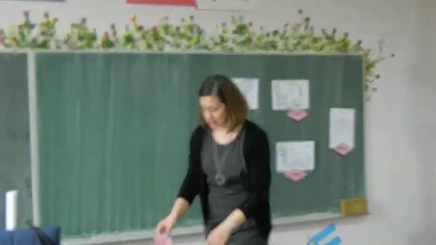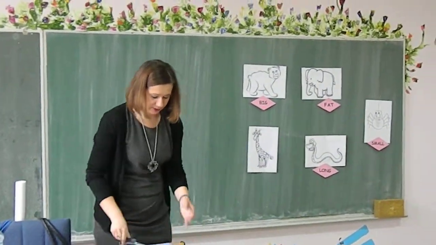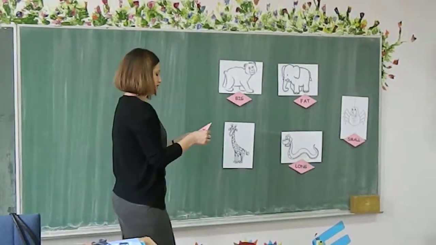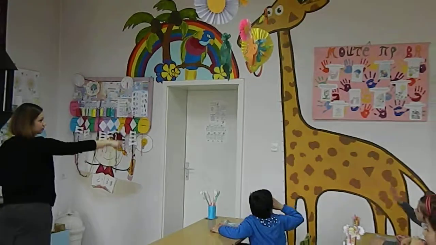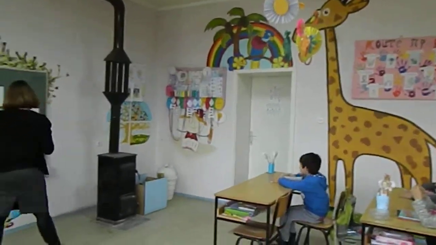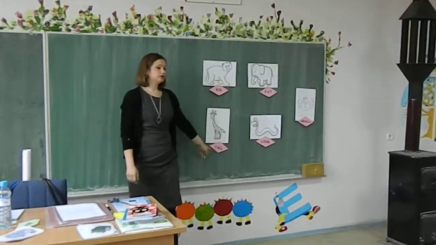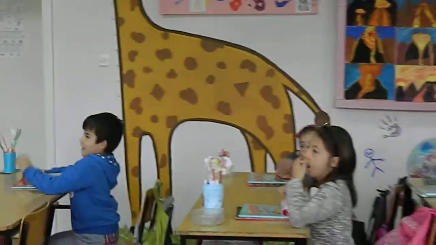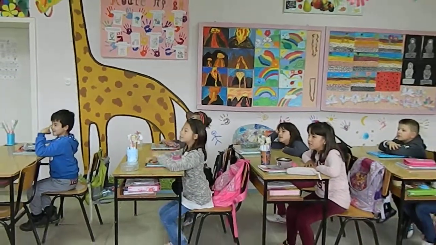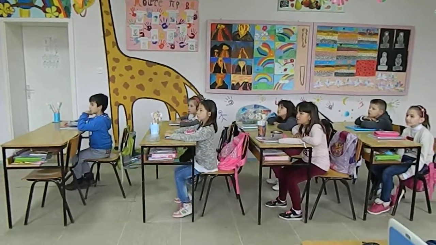And you're right. That means big. And where do I put the word tall? Giraffe. Yes. That's right. Because you see, giraffe is really tall. A tall giraffe. Okay, so let's say tall giraffe. Now let's make a sentence. It's a tall giraffe. Once again. It's a tall giraffe.